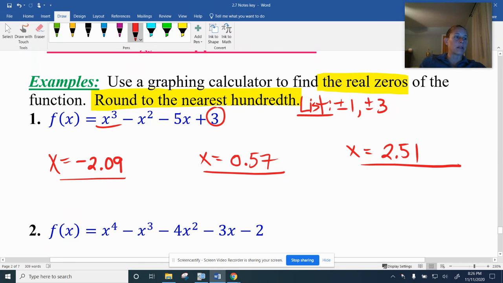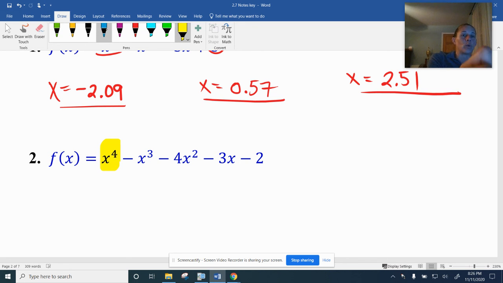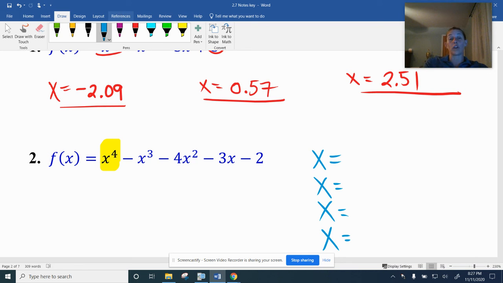All right, so let's practice this again with another example. So if we take a look at number 2, okay, this time we'll notice that we do have an x to the 4th. So we're expecting to have 4 answers here. Now remember, it's possible that 2 of these or all 4 could be imaginary pairs, right? So let's see what the calculator shows us, and then we'll go from there.